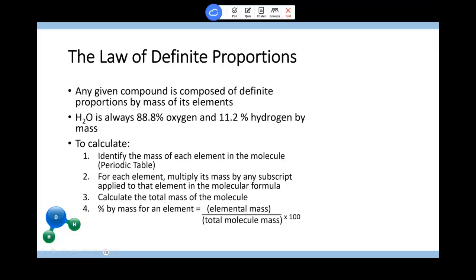So to do that, we identify the mass of each element in the molecule. So if you look at, I know you don't have a printed periodic table, but if you look at hydrogen on the periodic table, you'll see its mass is 1.001. We're going to use the unit atomic mass units. We'll talk about these units later in the chapter. For now, that's our unit, AMU, atomic mass unit. If you look at oxygen on the periodic table, its mass is 16.02.